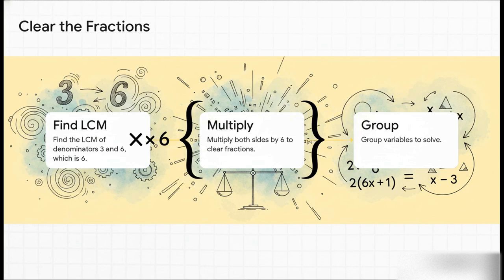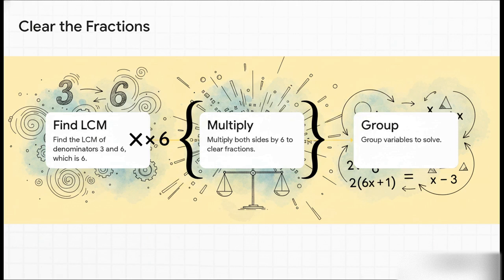Well, our secret weapon here is finding the least common multiple, or LCM. Take a look at our denominators, 3 and 6. The lowest number they both cleanly multiply into is 6. So the trick is to multiply the entire left side and the entire right side by 6. This is a brilliant move because it completely vaporizes the fractions.